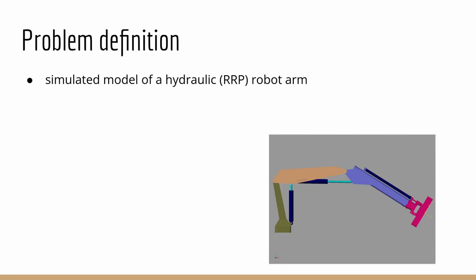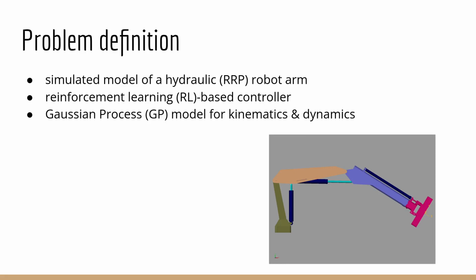We were given a Simulink model of a hydraulically actuated robot manipulator arm containing 3 joints, 2 rotational and 1 prismatic, which moves in a 2-dimensional plane, and asked to develop a reinforcement learning-based controller to control the robot's end effector position using torque commands, as well as to model its kinematics and dynamics using a Gaussian process for the purpose of informing the reinforcement learning model's reward function. Additionally, we were asked to get co-simulation working between our PyTorch models and the existing Simulink model.